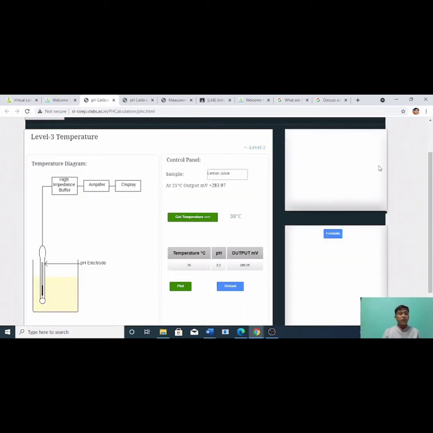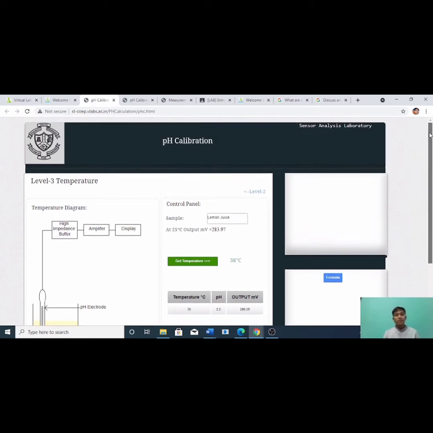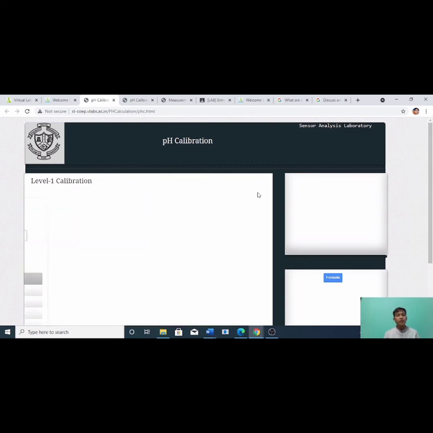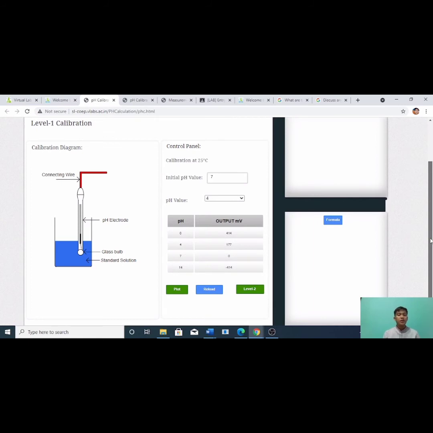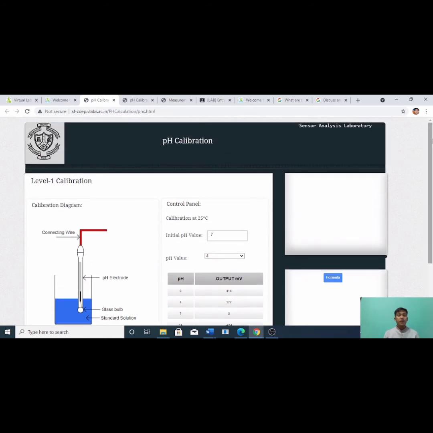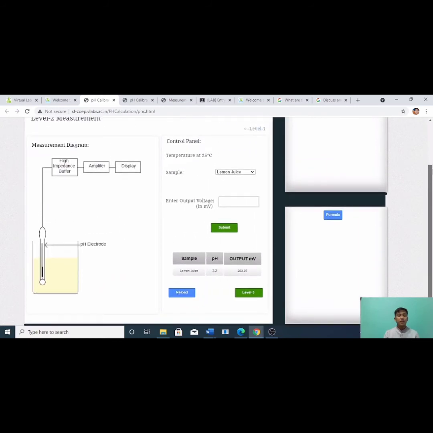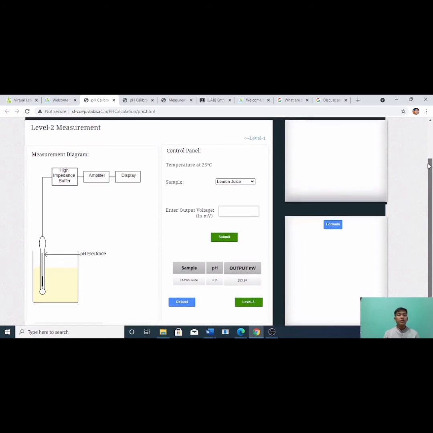So that's it for pH calibration. For level 1, we do the calibration by using these different pH values. We know that as we increase our pH value, we get a lower output MV. Then as we decrease our pH value, we increase our output MV. So that is for level 1. How about level 2? Our level 2 is about measurement of output MV. We are calculating here the output MV given the samples and also the pH value.